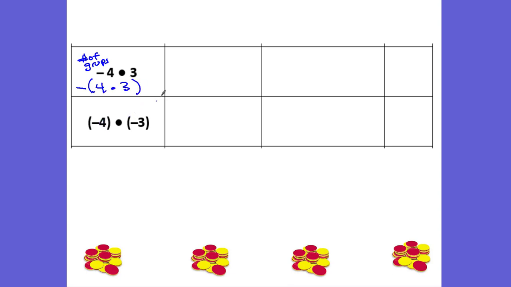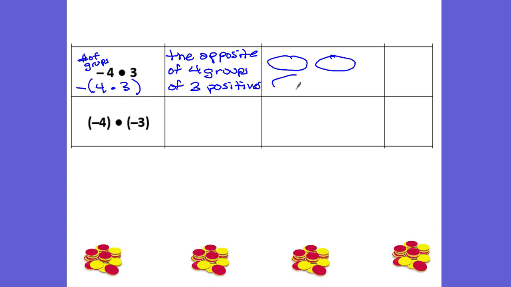So what exactly is this saying? This is saying we want the opposite of 4 groups of 3 positives. To model it, we still need 4 groups, 1, 2, 3, 4 groups, but we're going to put them inside parentheses. On the outside of the parentheses, you're going to put the negative symbol. This shows the opposite of. And inside each group, we want 3 positives.